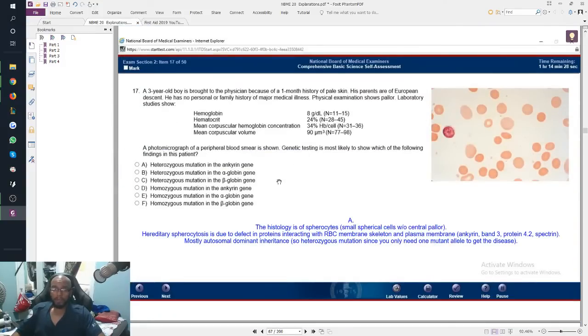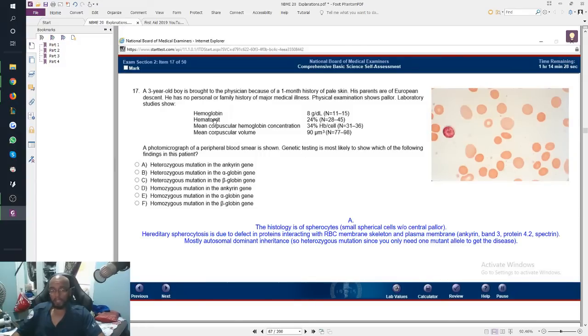Number 17, a 3-year-old boy is brought to the physician because of a 1-month history of pale skin. His parents are of European descent. He has no personal or family history of major medical illness. Physical exam shows pallor. Lab studies show low hemoglobin, low hematocrit. Mean corpuscular hemoglobin concentration is fine. Mean corpuscular volume is also fine.